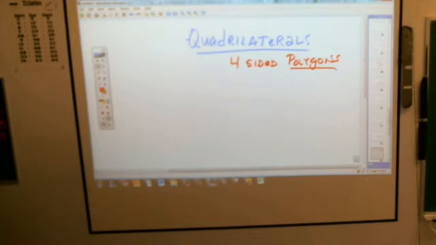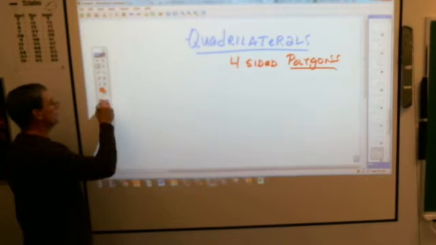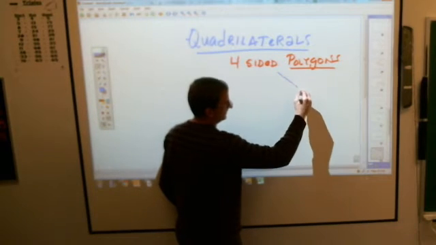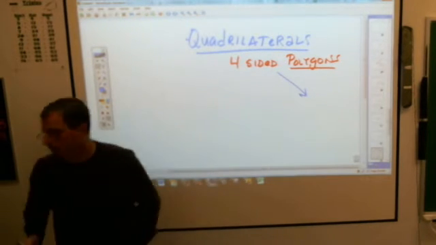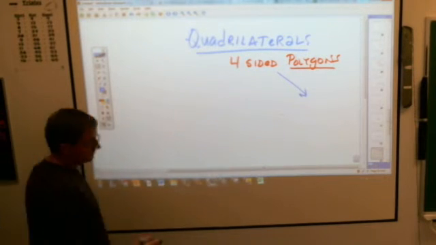And when we talk about quadrilaterals, children, we divide them into 3 different categories. 2 of them you rarely hear about. So, one of them is this. It's what's called a trapezoid.